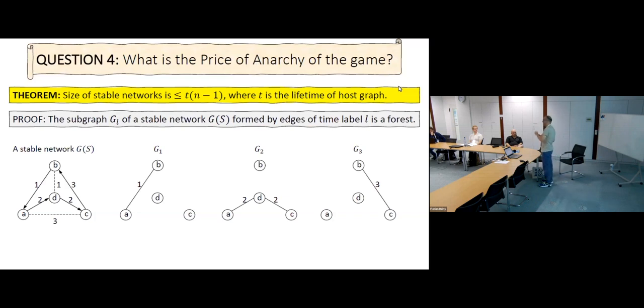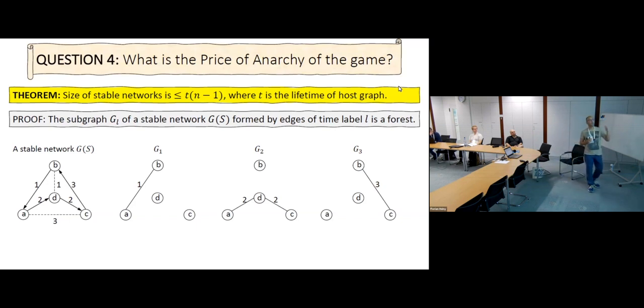Concerning the upper bounds to the price of anarchy, as I said, we provided 2 different upper bounds, one which is easy and one which is a little bit more involved. The easy upper bound on the price of anarchy is the following. We proved that the size of stable networks is at most the lifetime of the host graph multiplied by n minus 1. Actually, in our paper, we provide a slightly better upper bound, but it's not so important. And the reason why this upper bound is correct is very simple.